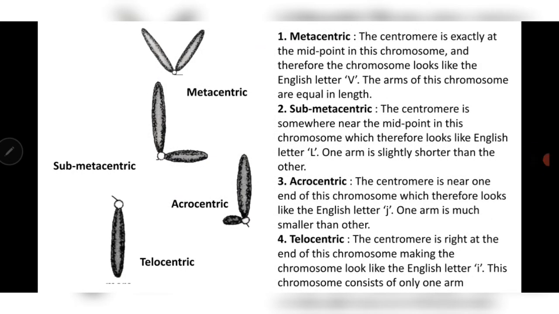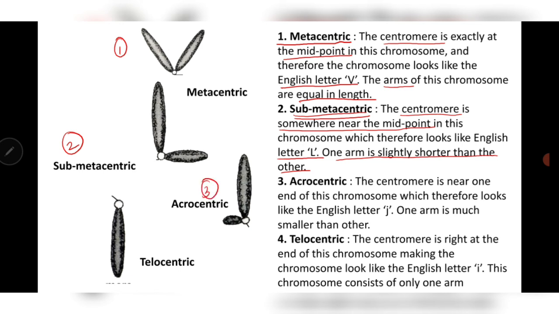So we have discussed four types of chromosomes. Which are those four types? The first one is the metacentric chromosome, which looks like the English letter V, with the centromere at the midpoint, and the arms of the chromosome are equal in length. The second type that we have discussed is the submetacentric chromosome. In this chromosome the centromere is somewhere near the midpoint, and due to this it shows a shape like the English letter L. One arm is slightly shorter than the other arm.